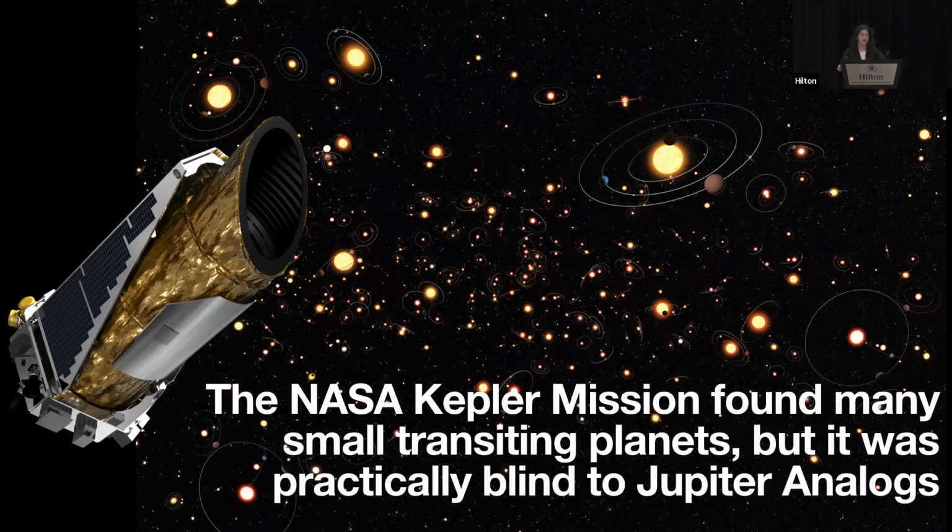Also, the duration of the Kepler primary mission, 4 years, the longest running transit survey we've ever had, is quite short compared to the orbital period of Jupiter, which is 11 years. And so a Jupiter analog would transit at most 1 time during the Kepler primary mission.